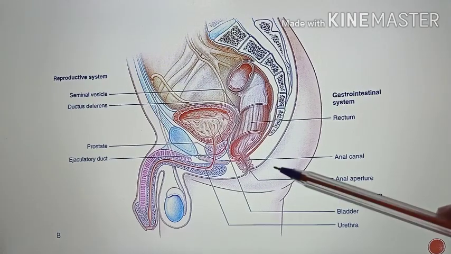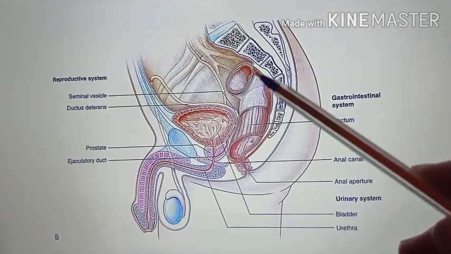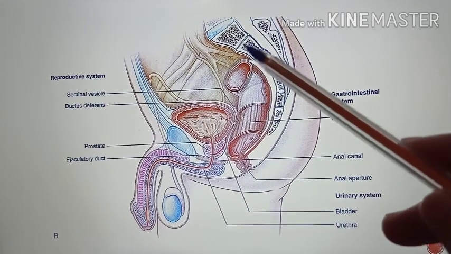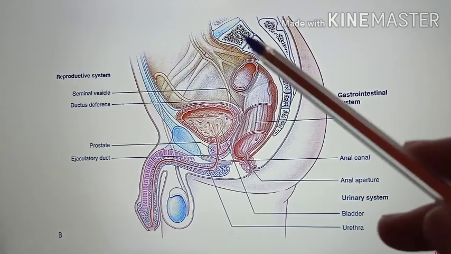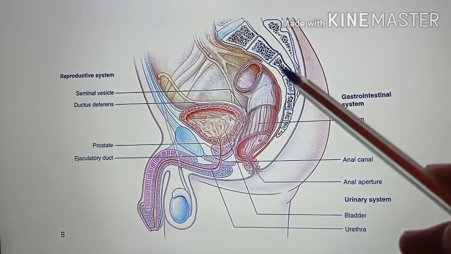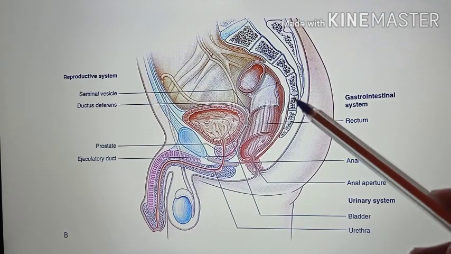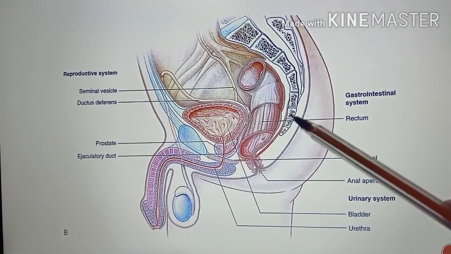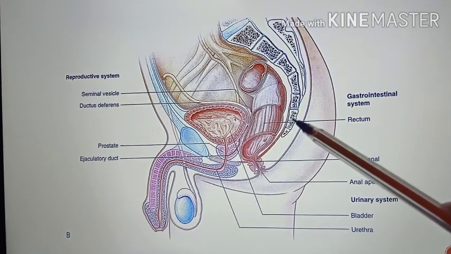In this section, what you can see, this is the rectum. These are the sacral vertebrae along with the coccygeal vertebrae. You can see here 1, 2, 3, 4 and 5. All these are 5 sacral vertebrae which are fused together to form the sacrum, and these 3 are the coccygeal vertebrae which fuse to form the coccyx.